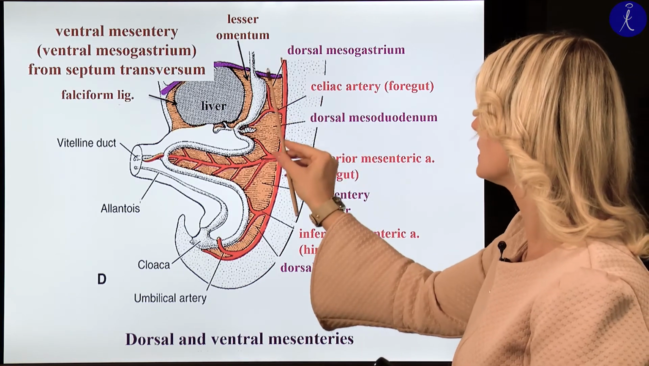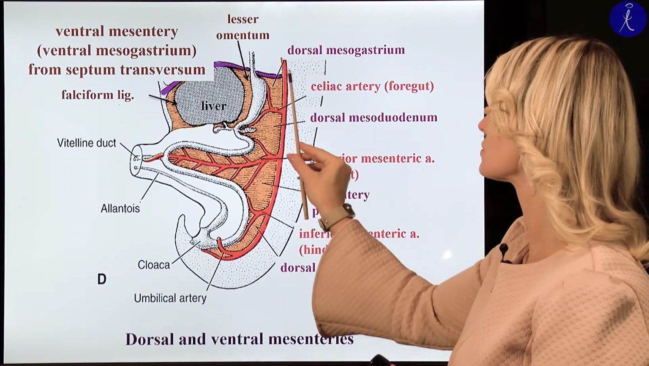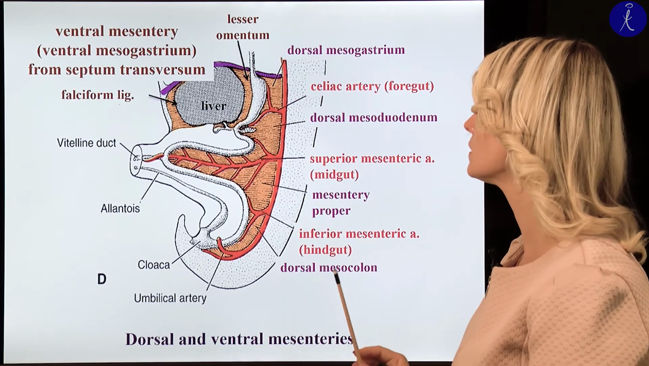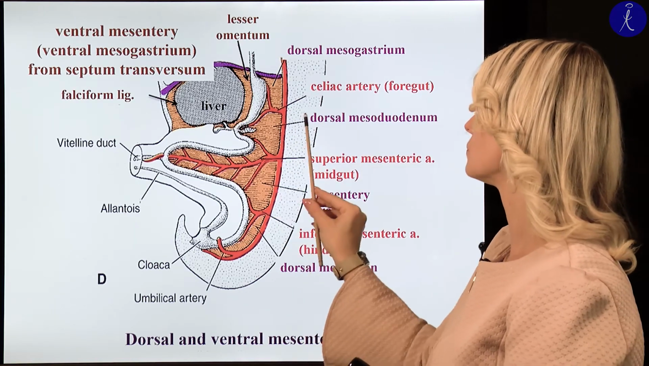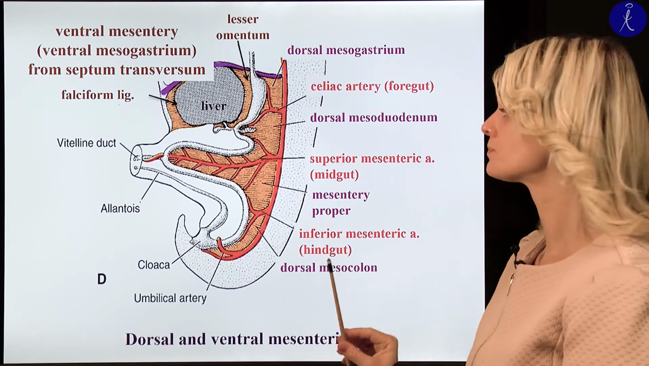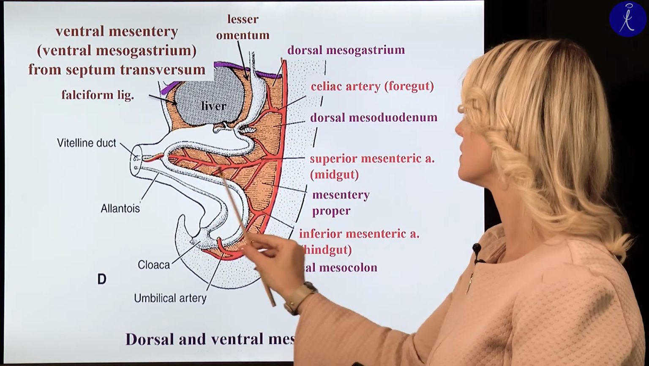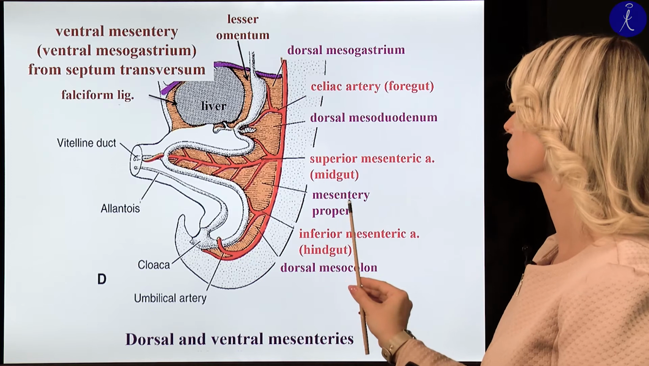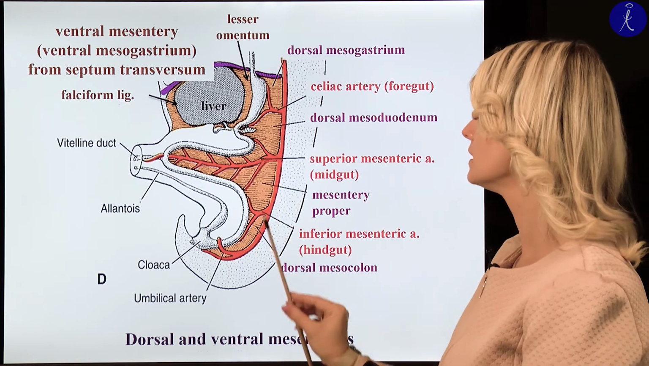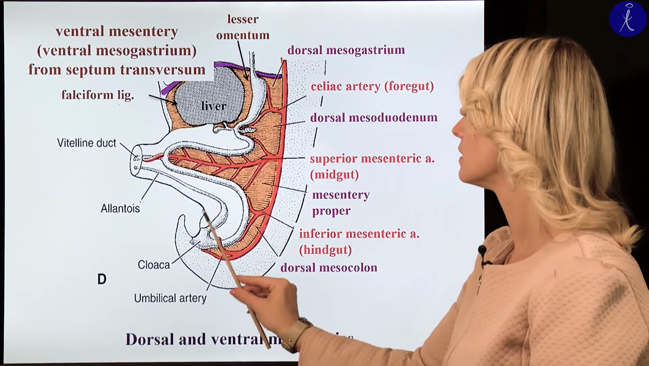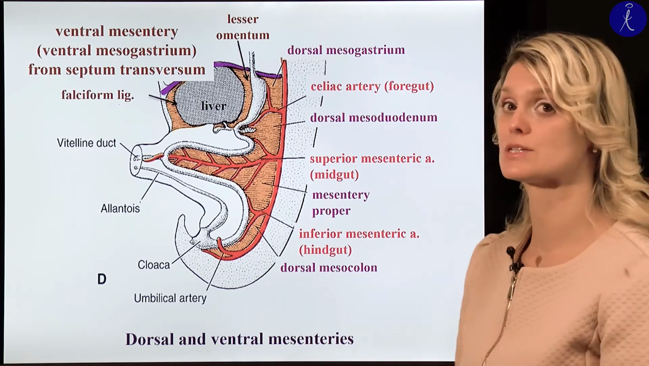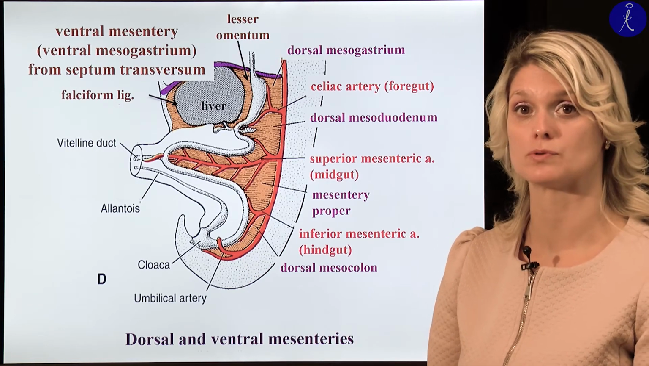The upper part is called the dorsal mesogastrium, which will fix the stomach. We can talk about the dorsal mesoduodenum. That which will fix the midgut and the loops is called the proper mesentery. And finally, the hindgut is fixed with the dorsal mesocolon to the posterior body wall.